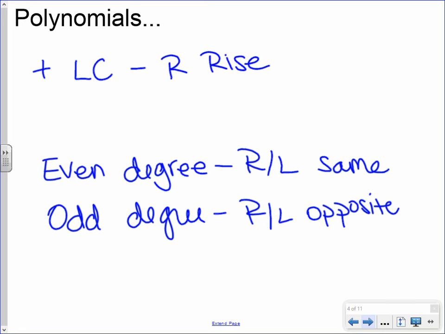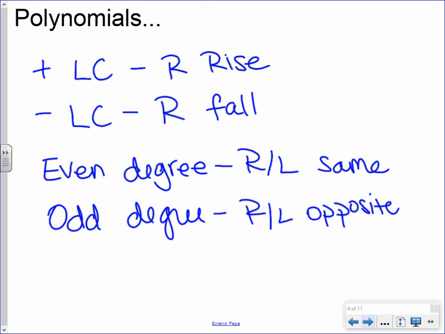Okay, so if we have a positive leading coefficient, the right side is going to rise. Negative leading coefficient, the right side is going to fall. Even degree means they're both the same. Odd degree means they're opposite. So you first look at the leading coefficient, and that tells you what's happening on the right side of your graph. Then you look at the degree, and you can determine what's happening on the left side of your graph. Is it the same or is it opposite?